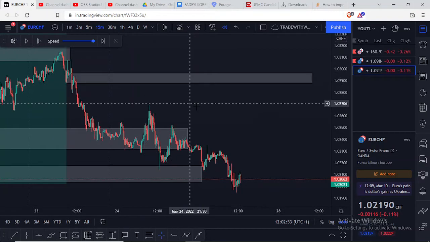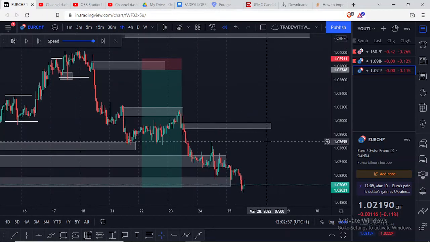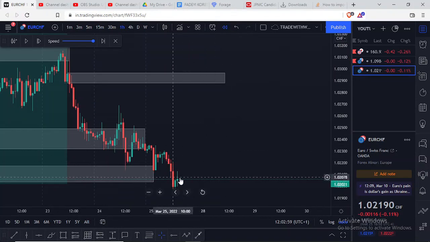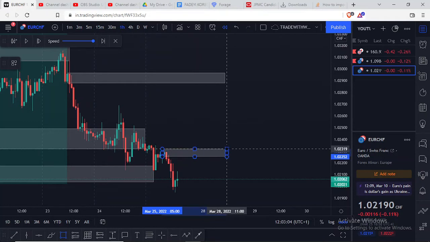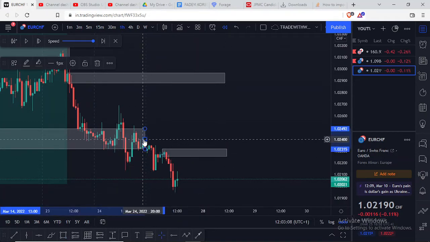It didn't give us any break of structure, and right now we are bearish. Okay, right now we are bearish. So I like this break of structure here. This is a supply zone to look out for. Okay, so let me just delete this one since this one didn't hold, and also this one.